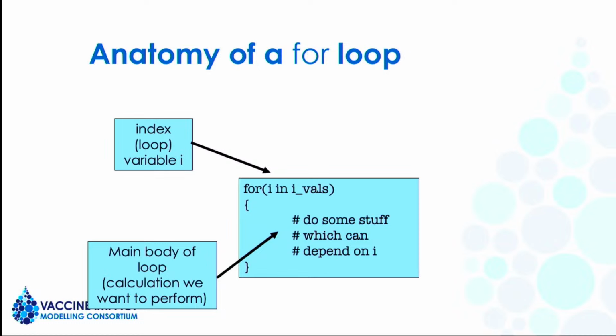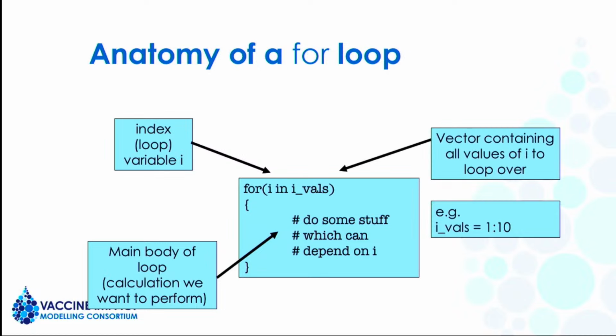Okay? All right. Is everyone still with me? Do we understand the words I've been using? Excellent. Okay. So, ivals is this vector. For example, it could just be the numbers 1 to 10. Here I've used the colon operator, which is one of these key operators in R, which allows us to quickly make a vector of all the numbers 1, 2, 3, 4, 5, 6, 7, 8, 9, 10.